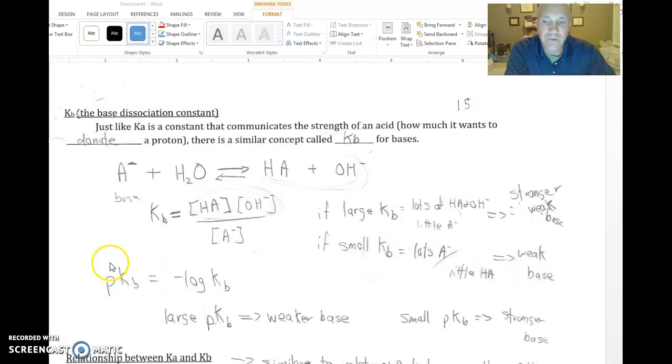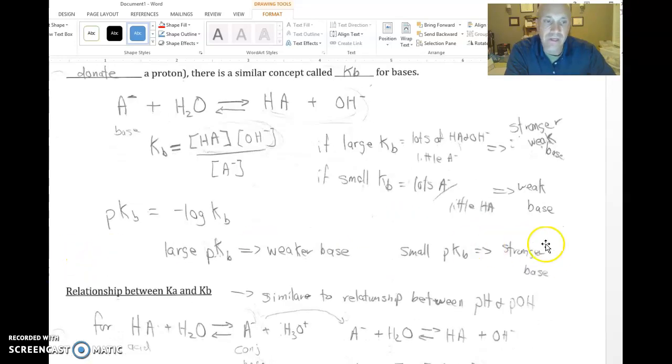All right, and so hopefully this is becoming familiar. Whenever we have a constant, we can put a lowercase p in front of it, and that means take the negative log of it. And what that does is it makes the number a little bit easier to deal with. When you're talking about Kas and Kbs, you're talking about something in scientific notation. But when you're talking about pKas and pKbs, you're talking about a number that goes between 0 and 14. So just like before, there was this inverse trend.